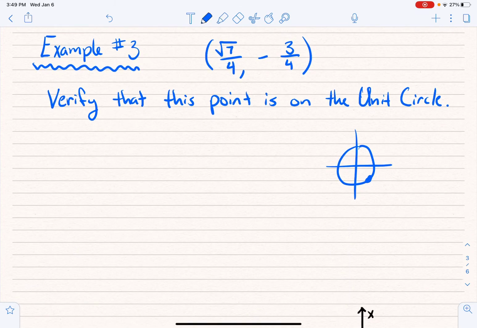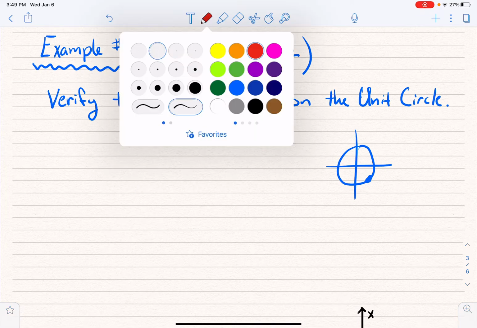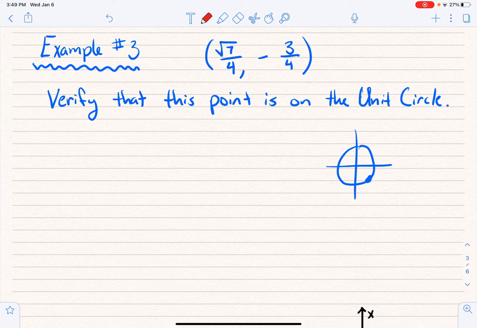So let's try it. I'm going to give you a 2-minute head start or so. And so we can pause the video right here. And you're going to try to see if those coordinates, that point, fits into the formula x squared plus y squared equals 1. Okay, so you can pause the video right here and we'll come right back in a minute. Okay, and we're back. And hopefully you found out that this was really simple and it worked.